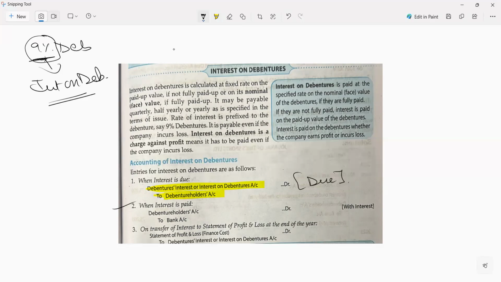So what is the entry? Debenture holders, they are the receiver, that is why they are debited, and to bank because the money is going out. Since interest on debentures is an expense, we have to pass this interest on debentures to the profit and loss account. So the third entry is for the transfer of debenture interest to the profit and loss account at the end of the year. Every year end, the company is going to transfer this interest on debentures to the profit and loss account because it is a charge. Okay, that's it.